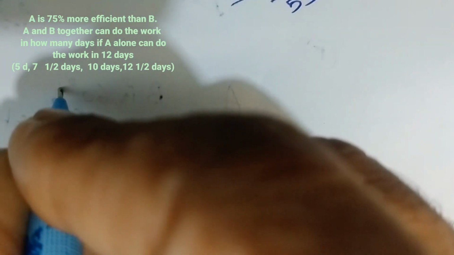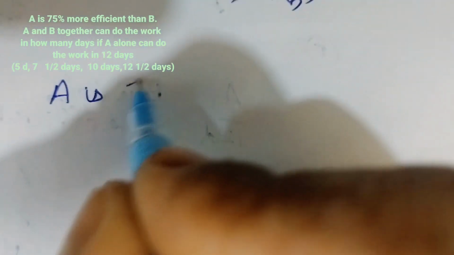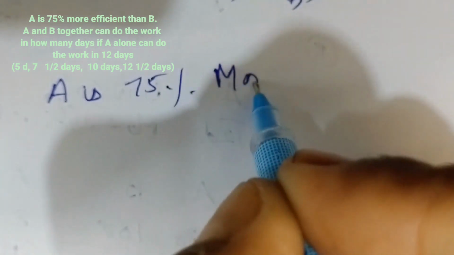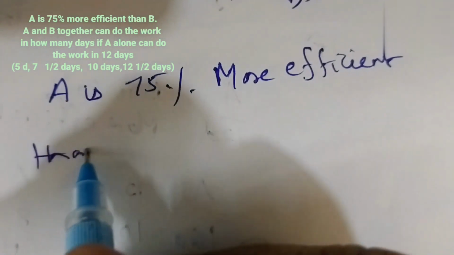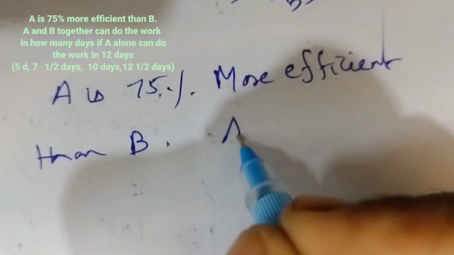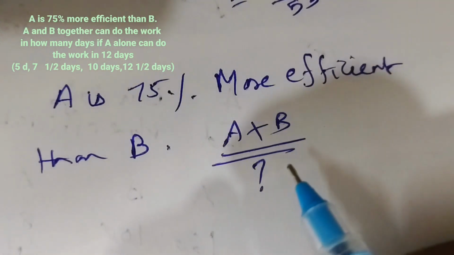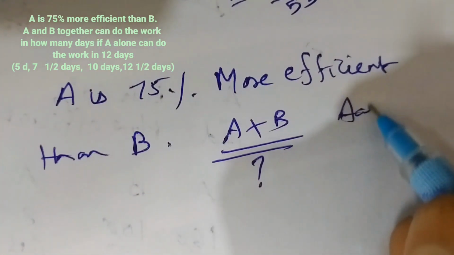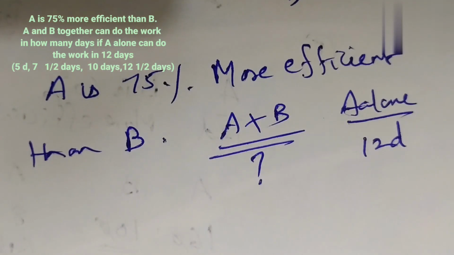A is 75% more efficient than B. In how many days can A and B working together do the work? A alone can do it in 12 days. A is 75% more efficient than B. So A plus B together will do the work in how many days? A alone is doing the work in 12 days.